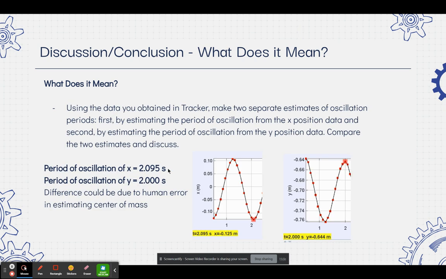And another question is that we use two separate estimates of oscillation periods, first by estimating the period of oscillation from the x position data, and second, estimating the period of the oscillation from the y position data, then compare the two estimates and discuss. So according to tracker, the period of x is 2.095 seconds for one full oscillation, and the period of oscillation of y is 2 seconds, and the difference could be caused by human error in estimating the center of mass.